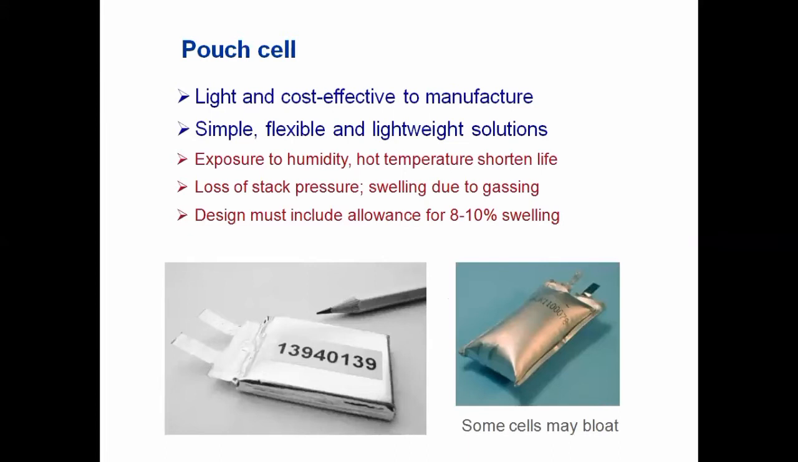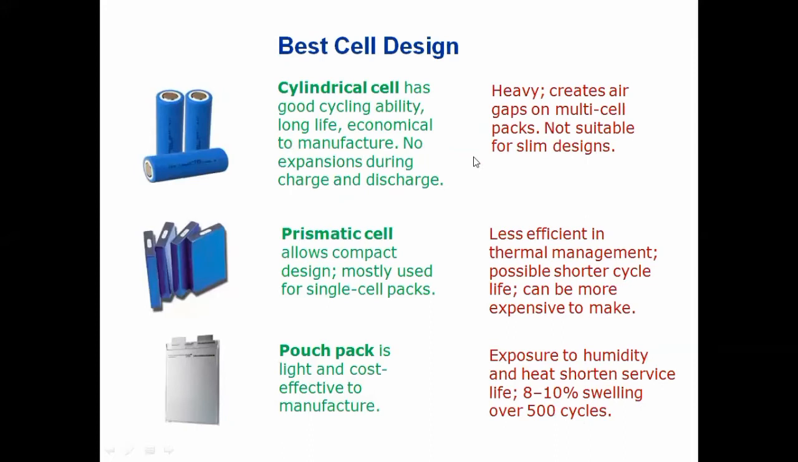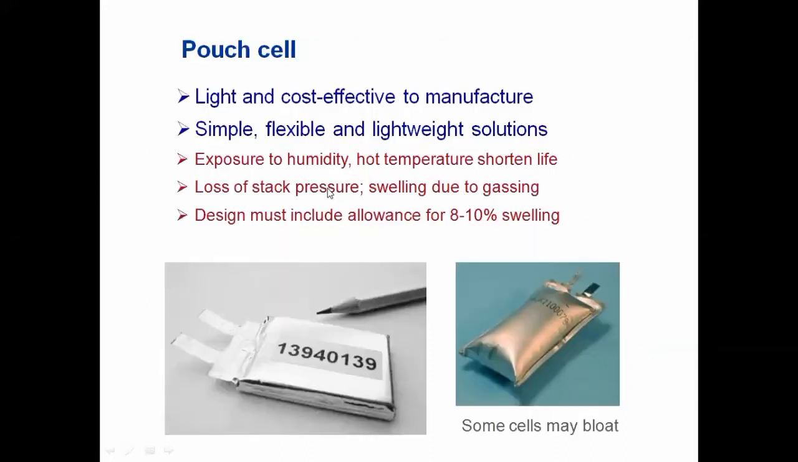Pouch shape, we also have batteries in pouch shape. It is light and cost effective to manufacture. Pouch type cells are simple, flexible, and lightweight solutions. It is exposed to humidity and also hot temperature. Because of this, the life is very short. Loss of stack pressure, and it is swelling due to gassing. Due to gassing, it can swell and increase the occupied space. The design must include allowance for 8 to 10% swelling. So up to 8 to 10% swelling is allowable, without changing the performance of the battery.